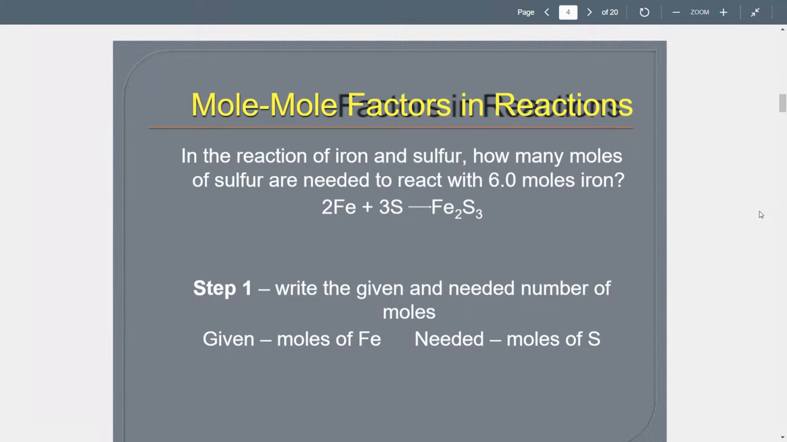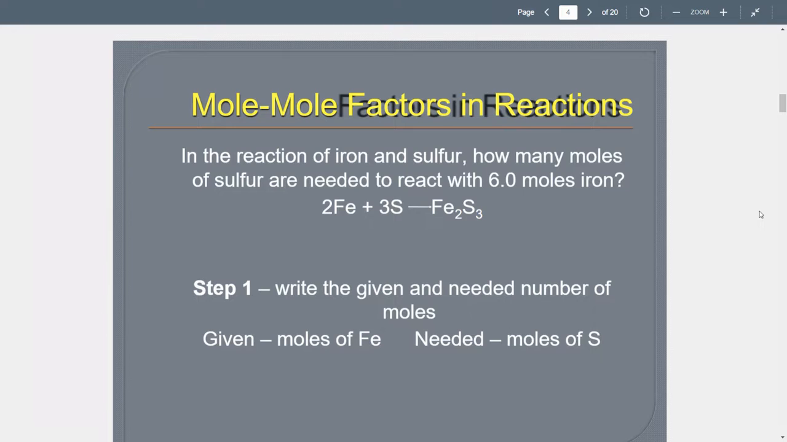Okay, moles of iron, because whatever is here needs to cancel out. So moles of iron is going to go on the bottom, and then moles of sulfur, what you're converting to, is on top. This should look familiar because we just saw this mole ratio. If we're comparing sulfur and iron, we did this already, right? So this is where your mole ratio comes into play.